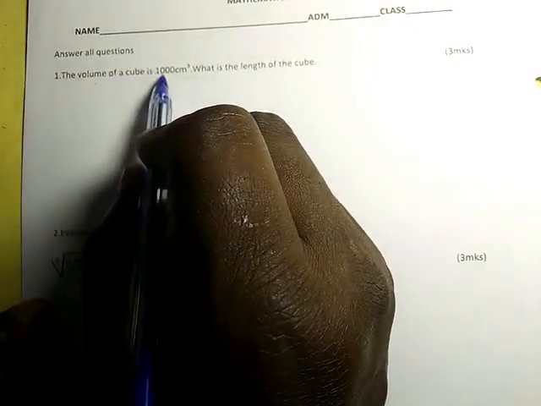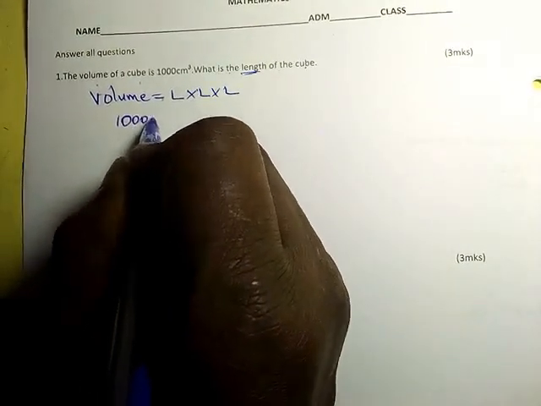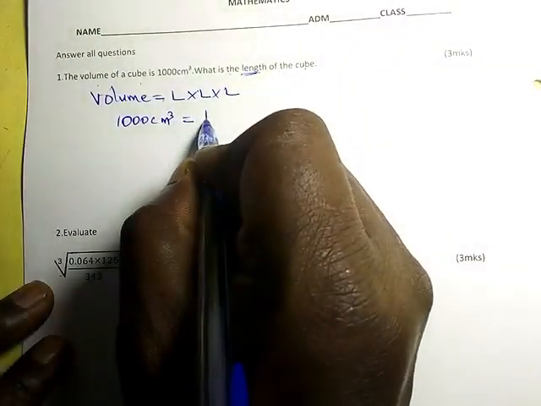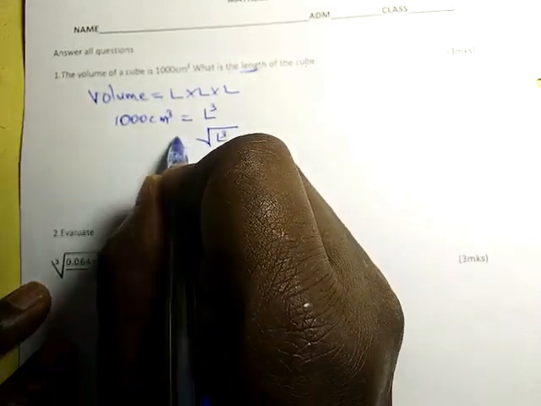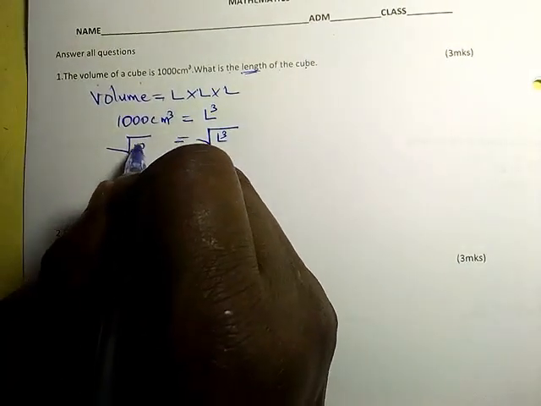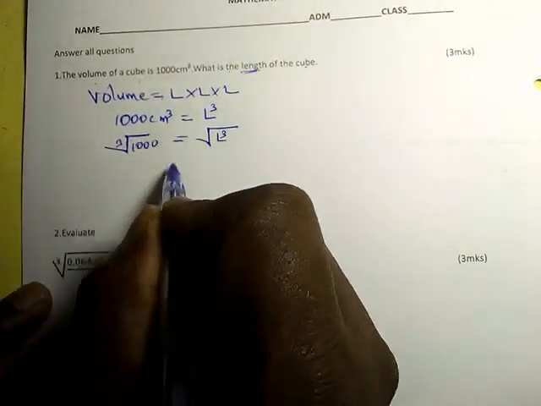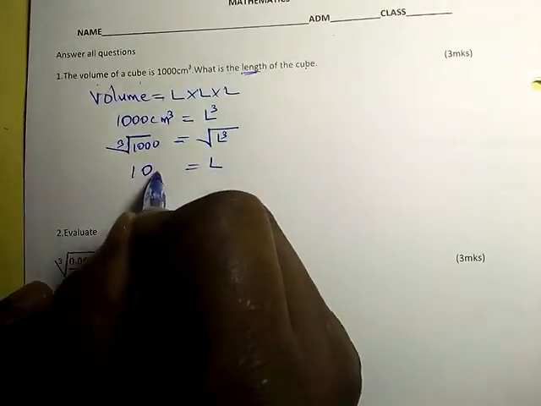The volume of a cube is 1,000 centimeters cube. What is the length of the cube? So volume of a cube is given by length times length times length. And the volume is 1,000 centimeters cube, which is equal to length cube. So if I want the length, what I will do, I will cube root both sides. So when you cube root L cube, you cube root 1,000, you get L equal to 10 centimeters.